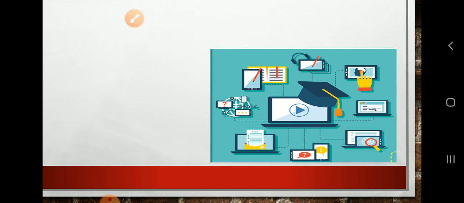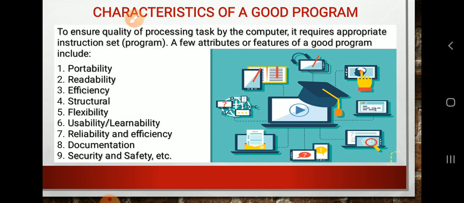Now, for us to ensure quality of processing tasks by the computer, it requires appropriate instruction set known as program. Here are a few attributes or features or characteristics of a good program. Your program should be portable, that is, it should be able to fit in across all platforms, all operating systems. If you design a program, that program should be able to run on different platforms. Now your program should be readable, that is readability. Another user should be able to read your program. Another user should be able to understand and put your program into use.